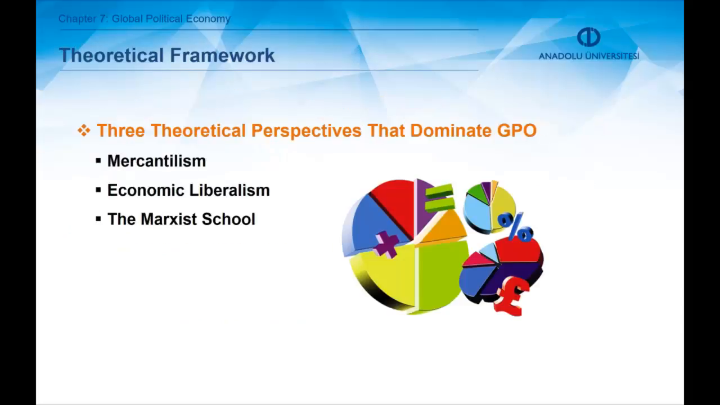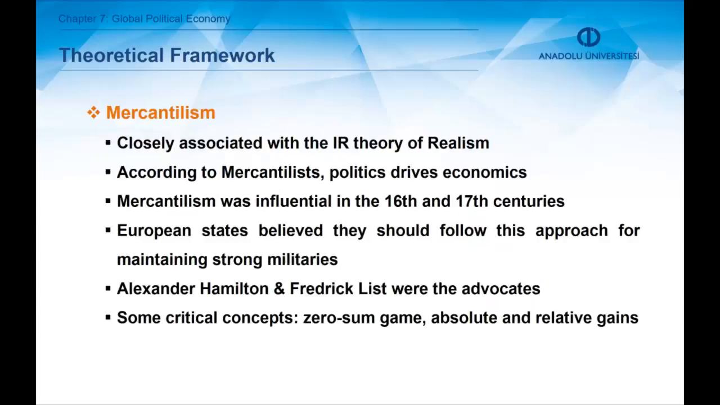Okay, and then your chapter talks about theoretical framework, and we have three important critical theoretical perspectives on global political economy. First is mercantilism, secondly, economic liberalism, and third of all, the Marxist school. Let's look at mercantilism briefly. Mercantilism, in fact, is closely associated with the IR theory of realism. According to mercantilism, politics drives economics, which means politics comes before economics.